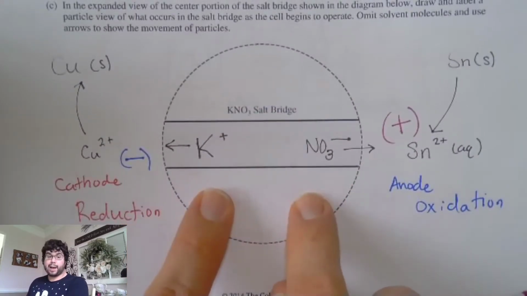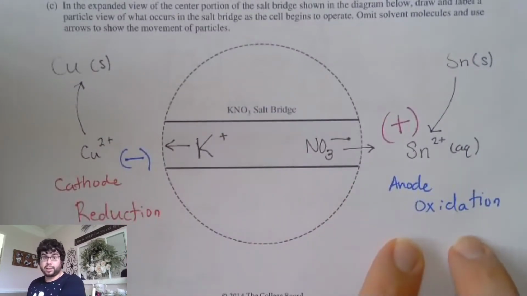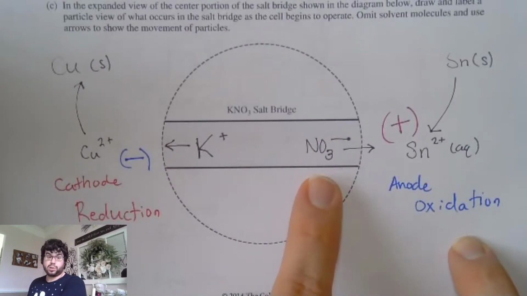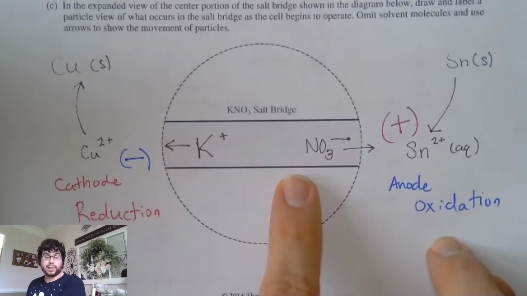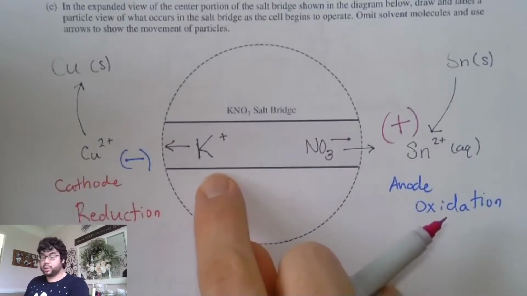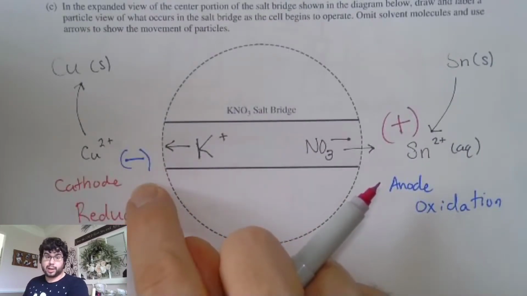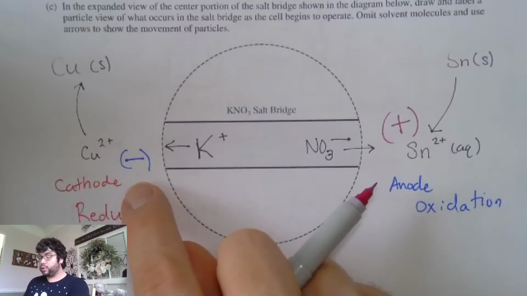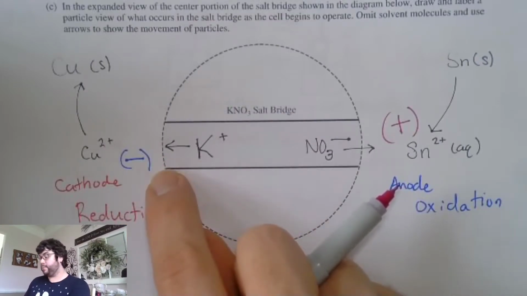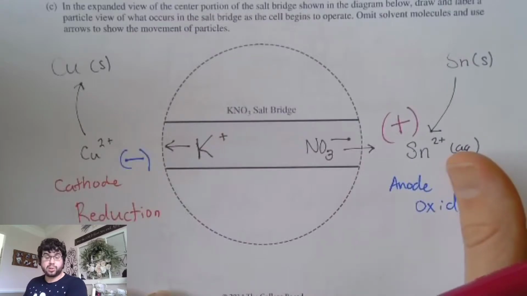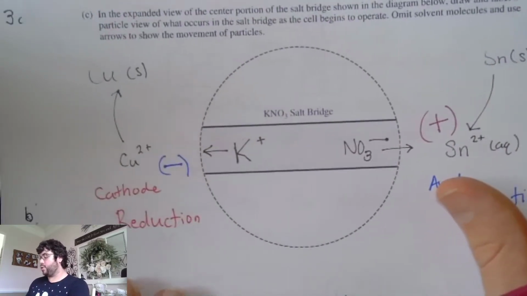And so what's going to happen? Since the tin 2+ is accumulating over here, you're getting an extra positive charge. The salt bridge is going to dissolve, and nitrate ions are going to go towards the anode to balance out the extra tin 2+ charged ions. And then the potassium ions are going to move towards the copper side, the cathode side, where we're losing positive charge, therefore getting more negative. And so the potassium is going to balance that charge over there. And so that's what's going on. Remember, the salt bridge is used to balance the charges overall.